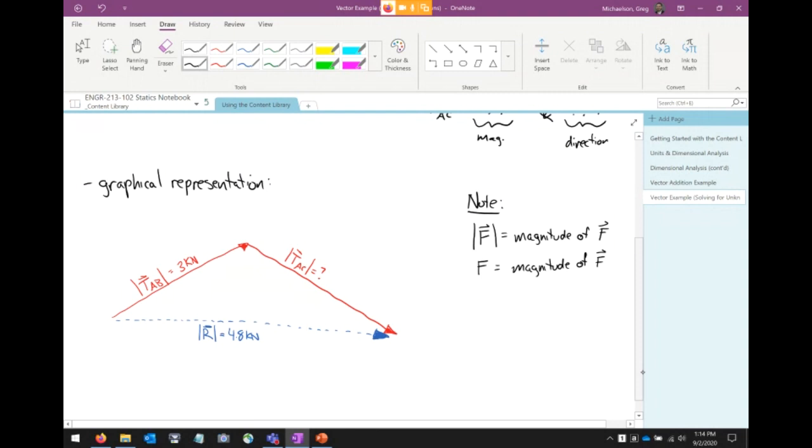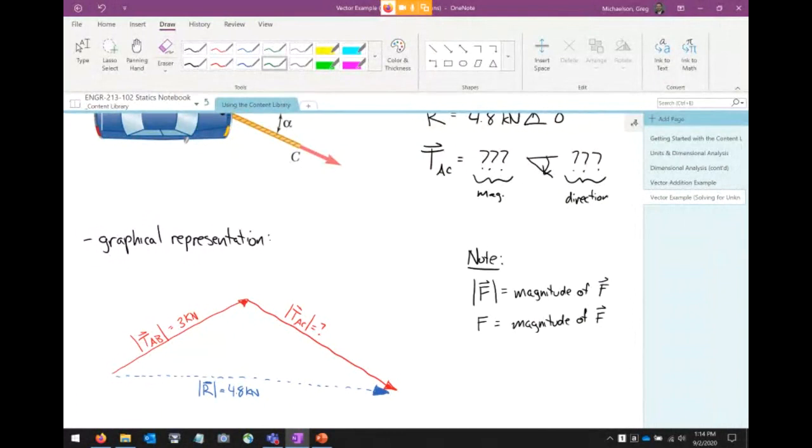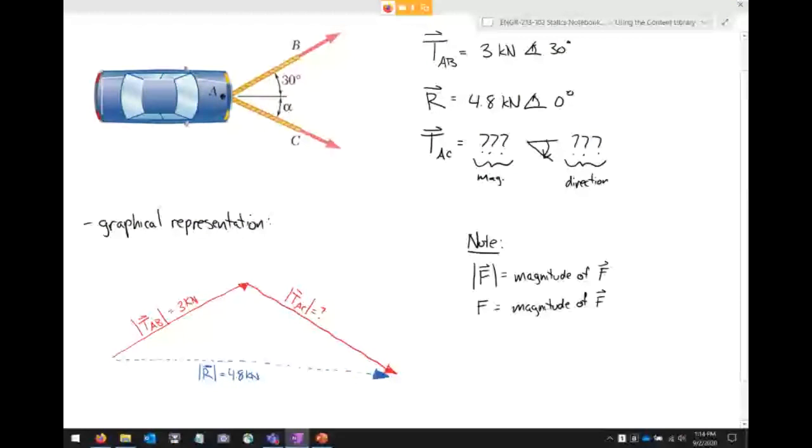Okay, so I've got this graphical representation. What I probably need to do is start putting some angles here. So let's take care of these angles first. Can anybody tell me what that angle is right there? That's 30, exactly right. Okay, perfect. So this is 30 degrees. Now, what about this one? We don't need to know the number. You may or may not know the number, but I want to know what this angle is. That one's a bit tougher, isn't it?